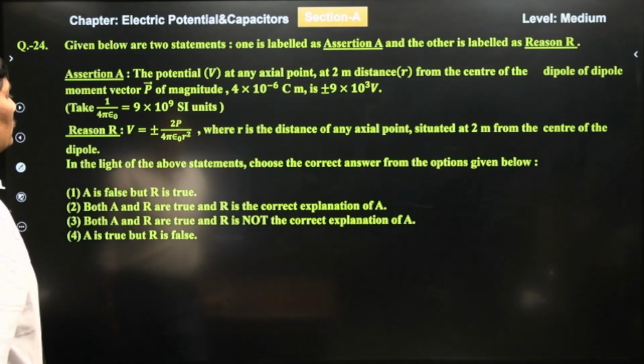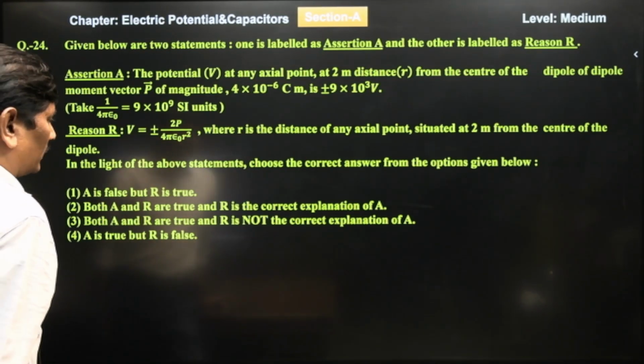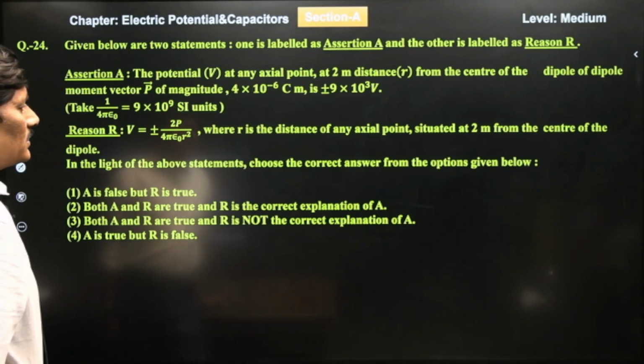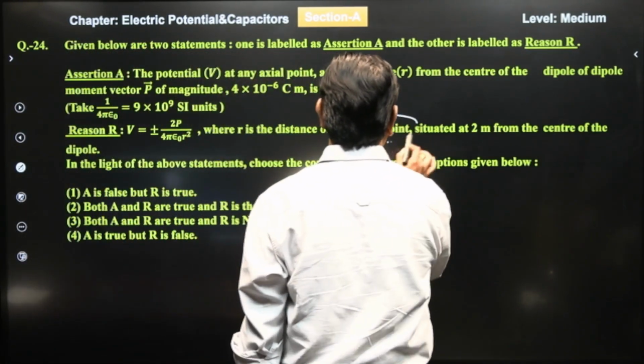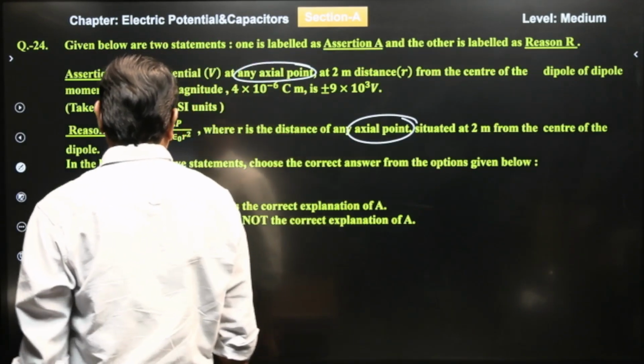Given below are the two statements, one is labeled as assertion and the other one is labeled as reason. Assertion: the potential V at any axial point at 2 meter distance from the center of the dipole of dipole moment vector P of magnitude 4 into 10 power minus 6 coulomb meter is plus or minus 9 into 10 power 3 volts. Reason: V is equal to 2p by 4 pi epsilon naught r square, where r is the distance of any axial point situated at 2 meter. This is given, axial point, here also axial point, right.